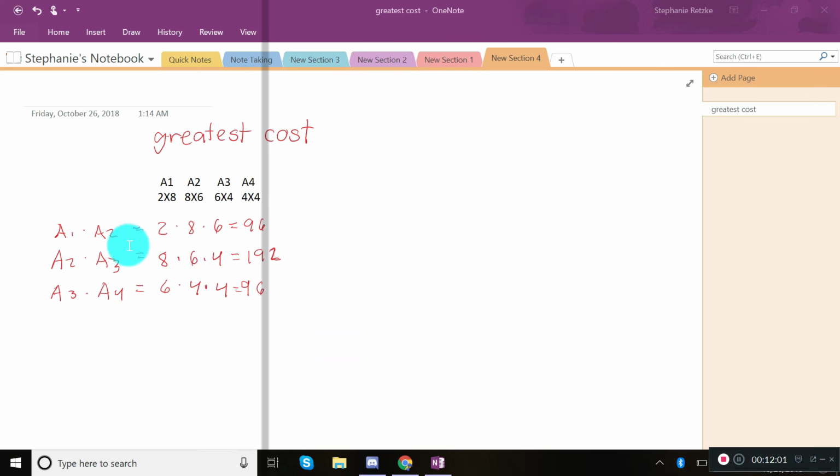Okay, so I've written it out. So like I said, A1, A2, A3, multiplying them by each other. Okay, if we look at this, 192 is the biggest, okay? So then that means that we'll end up having A1, whatever, I'm just going to call it UZ for now because I'm lazy and tired. And then A4 left, okay?